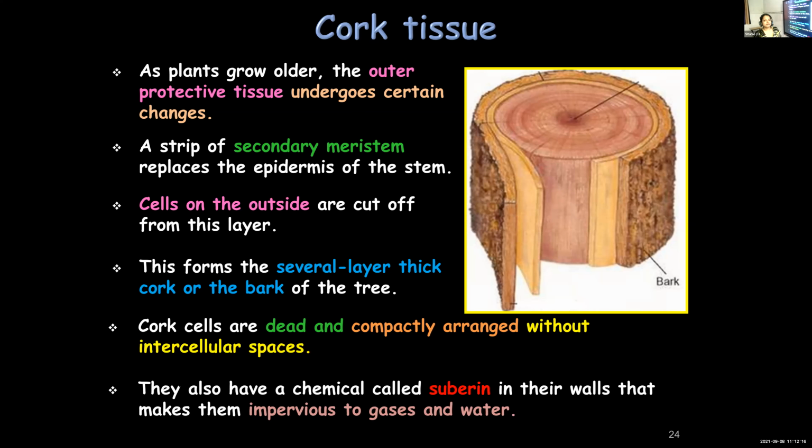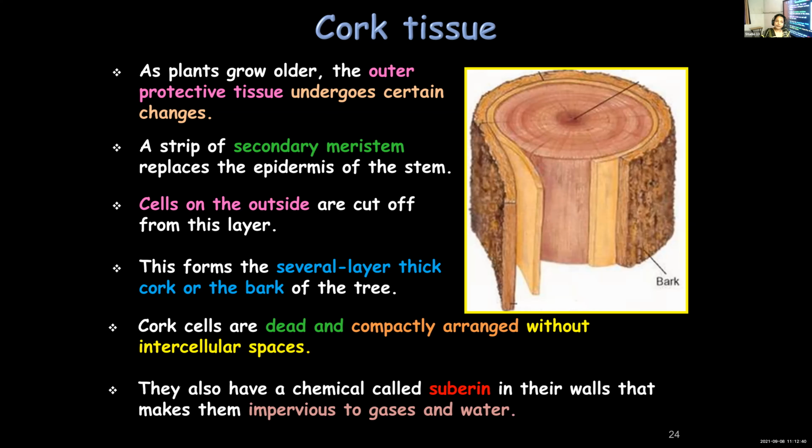Once again, we learned about cork tissue. How is cork tissue formed? As the plant grows older, the epidermis, which is the outermost protective tissue, will be replaced by secondary meristem. And the secondary meristem will form several layered cork tissue.